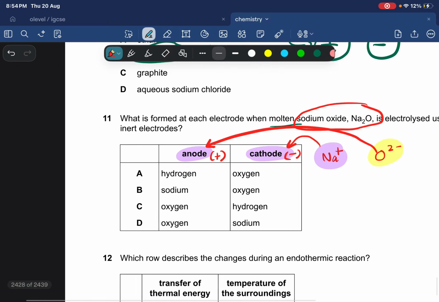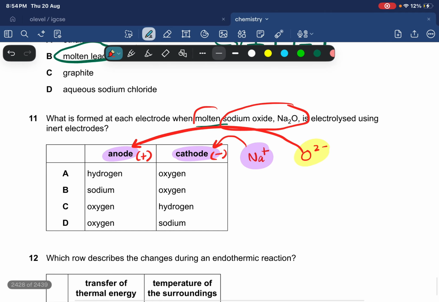So you have no water. Why? Because you're dealing with a molten substance, not an aqueous one. If it was aqueous, you would have hydrogen ions and hydroxide ions from the water, but now you only have oxide and sodium. So at the cathode you form sodium, and at the anode you form oxygen, which makes option C.